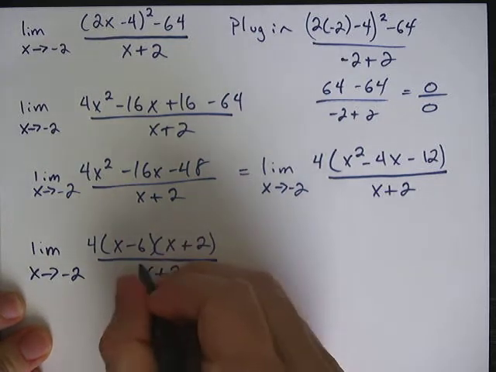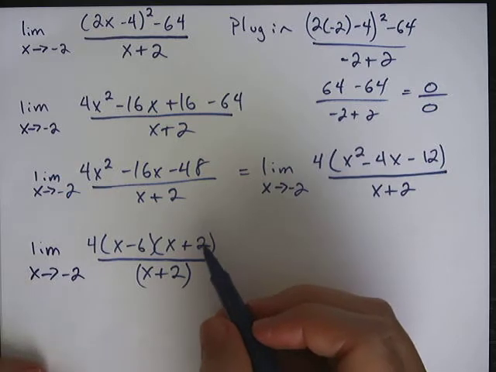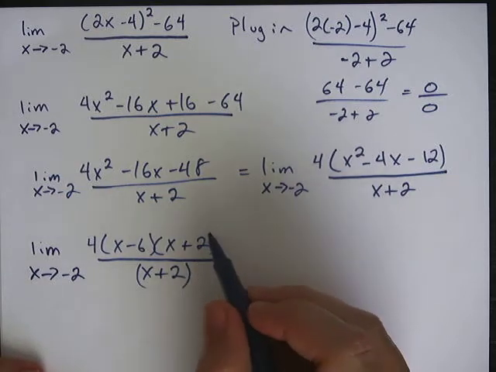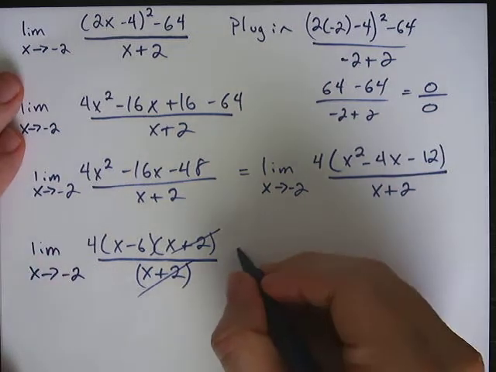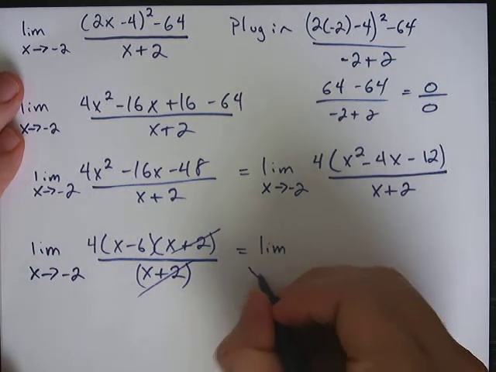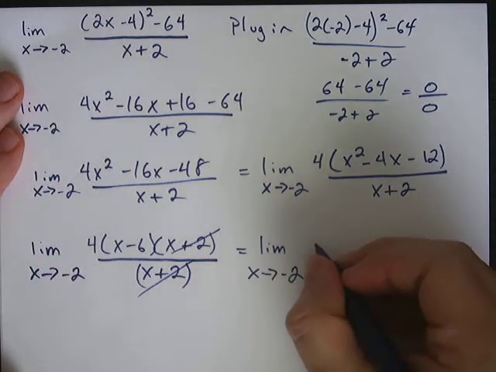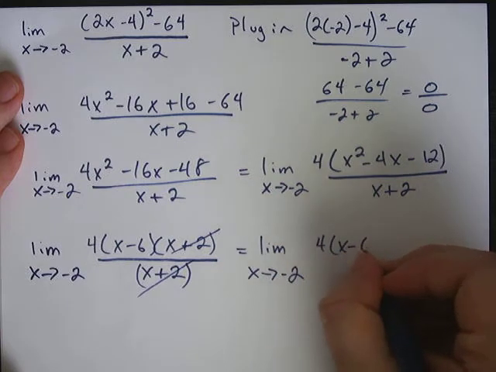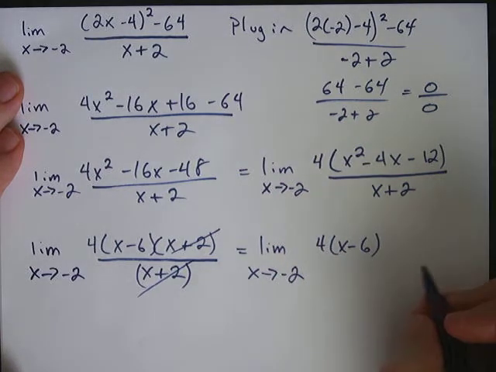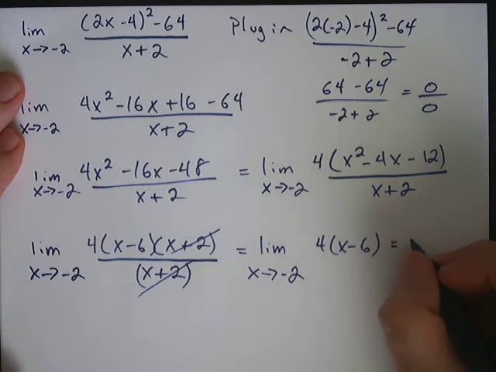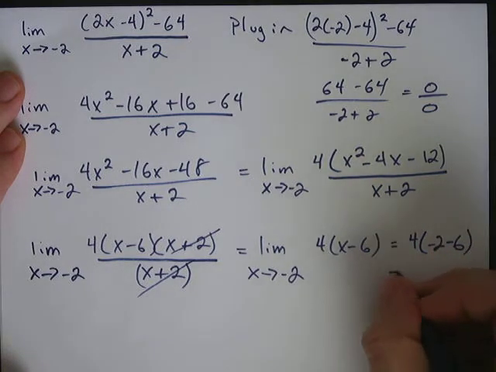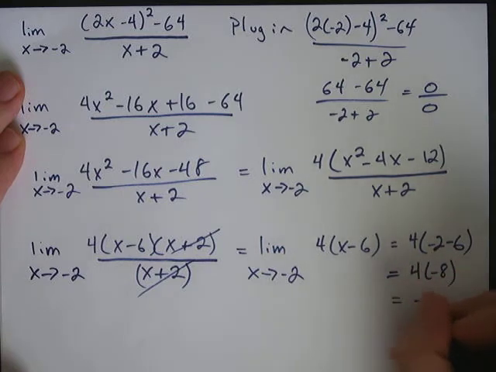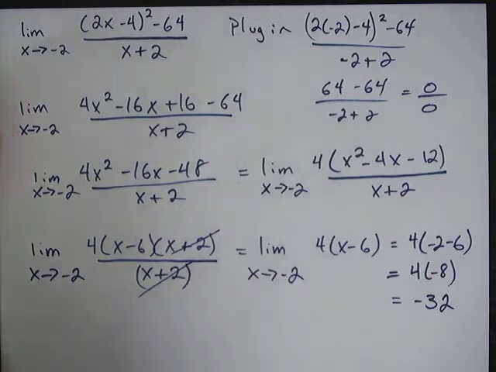Okay, so we've got what we call a removable discontinuity here. So there would be a hole in the graph, but we can remove that out, and that will give us the limit as x approaches negative 2 of 4 times x minus 6. And now we should be able to plug it in and not get 0 over 0. So that will give us 4 times negative 2 minus 6, and that's equal to 4 times negative 8. It's equal to negative 32. So our limit is negative 32.